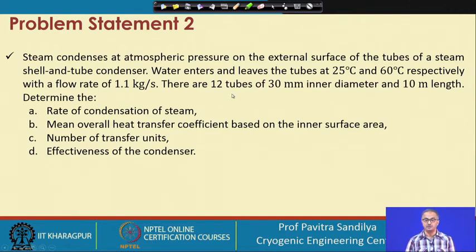We have 12 tubes of 30 mm inner diameter and 10 meter length. What we need to determine are the rate of condensation of the steam, the mean overall heat transfer coefficient based on the inner surface area, number of transfer units, and the effectiveness of the condenser.